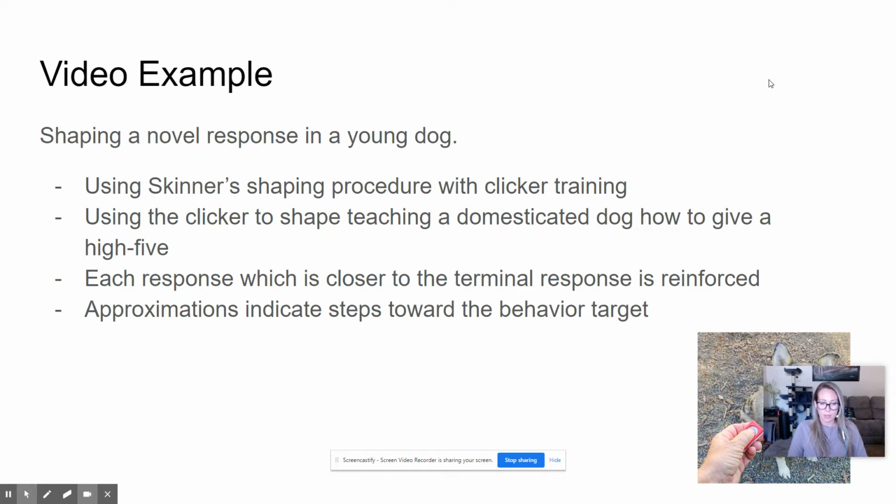So every time he engaged in the target response or that approximation towards the goal that I wanted him to do, the clicker and the reinforcement were given. I used a procedure specifically outlined by Rosales-Ruiz, and the terminal goal for my dog is to do a high five. So you will see that now.